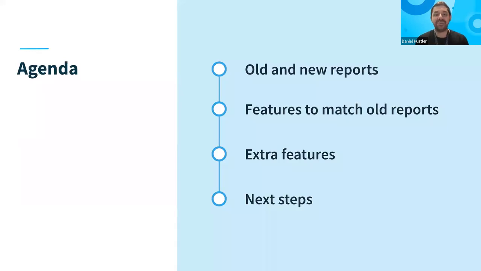In terms of the agenda, this is what we'll be looking at today. We'll start by taking a look at the reports in Xero today, so both the old and the new reports. From here, we'll summarize the great features that you may be enjoying in some of our older reports, and then we'll show you how you can achieve the same result in the new reports. I'll then show you some extra features that are available with our new reports, and then finally, some next steps.